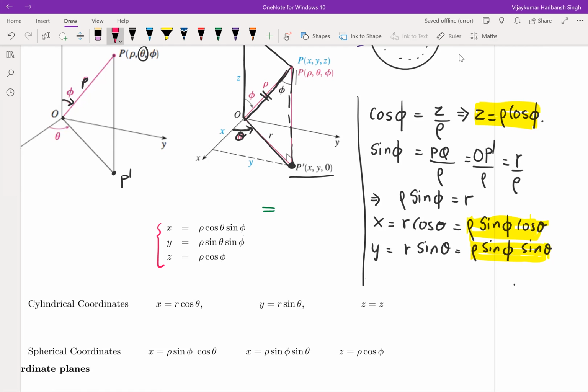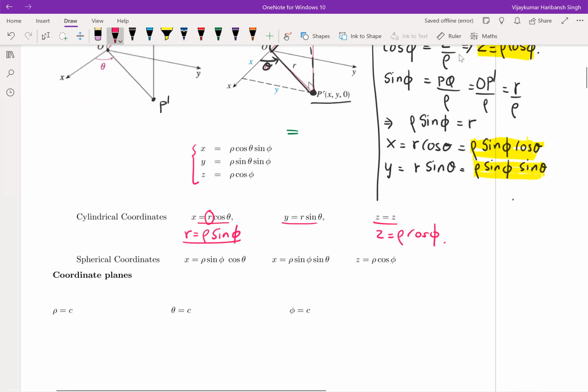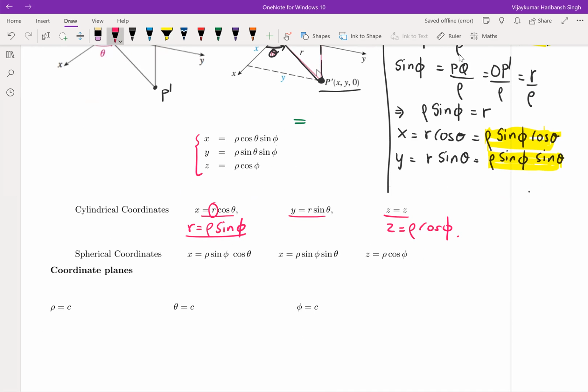All right, note the connection with cylindrical coordinates. In cylindrical coordinates, you had x equals r cos theta, y equals r sin theta, z was z. In this case you are just replacing r with rho sine phi, and your z is rho cos phi. Now let's see what the coordinate planes in spherical coordinates look like.